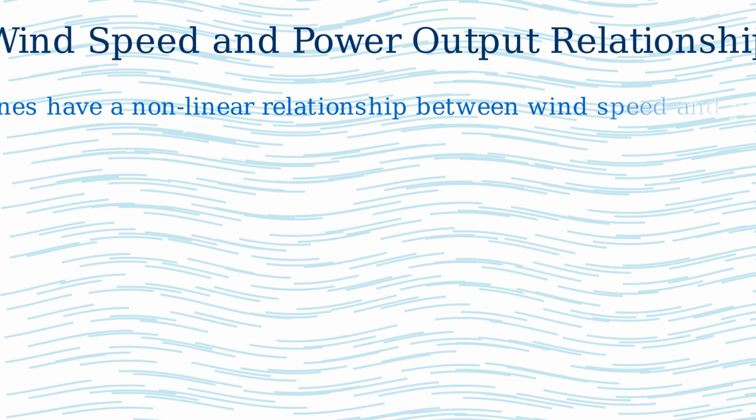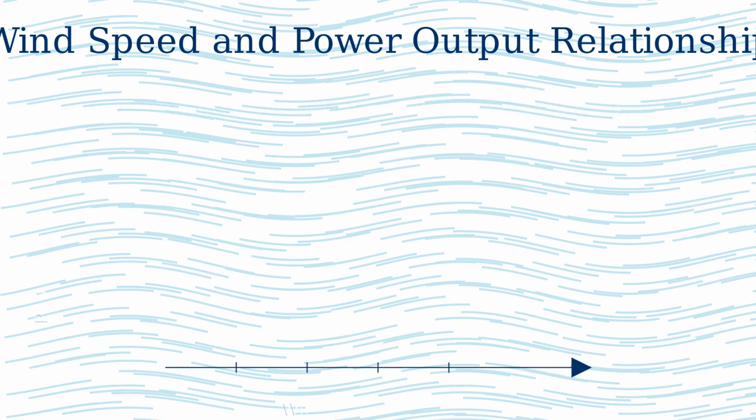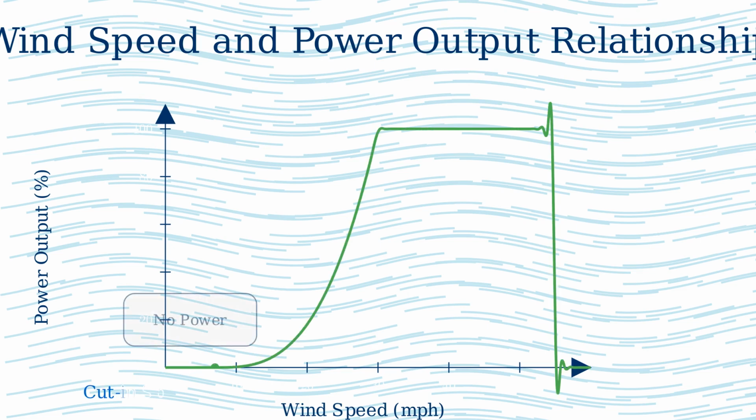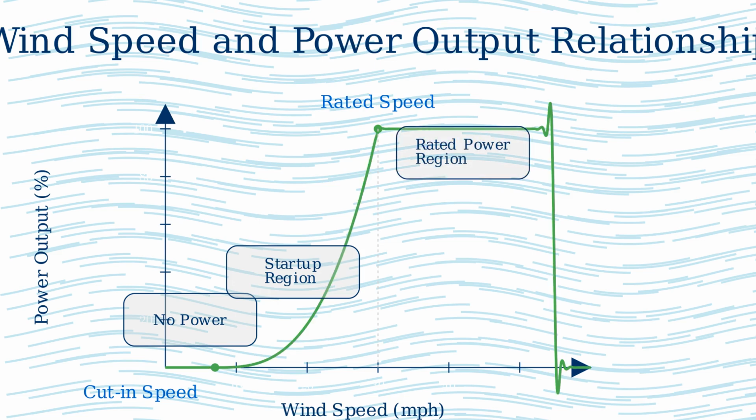Wind turbines have a complex relationship between wind speed and how much power they generate. Let's look at the relationship between wind speed and power output using a power curve. Wind turbines start generating electricity at a cut-in speed, typically between 7 and 10 miles per hour. As wind speed increases, power output grows rapidly. The turbine reaches its maximum or rated power at around 25 to 35 miles per hour. Between the rated speed and the cutout speed, the turbine maintains its maximum power output.